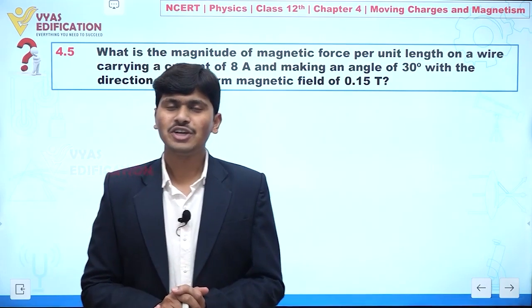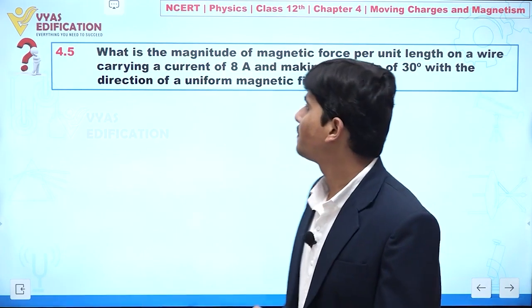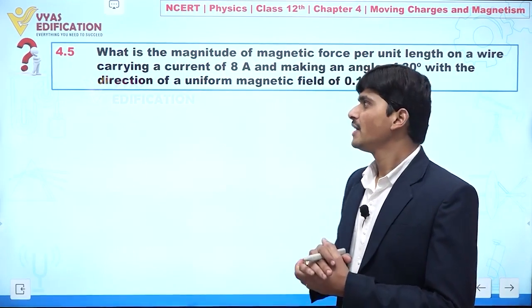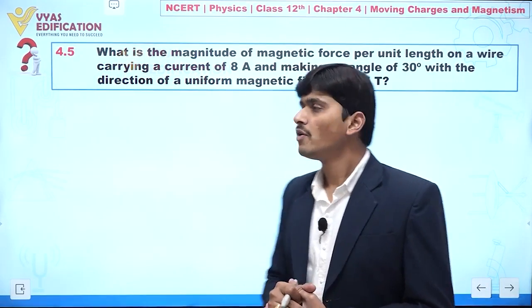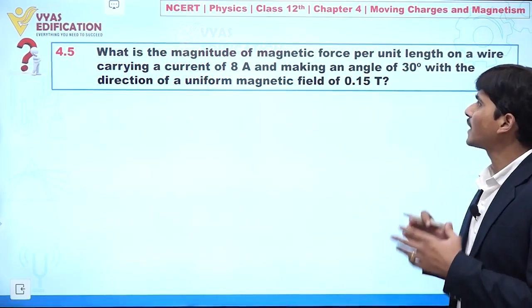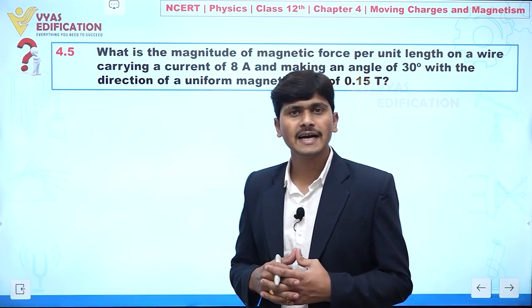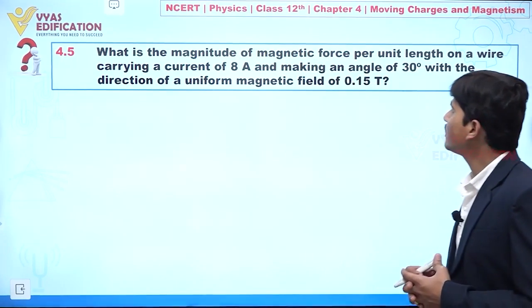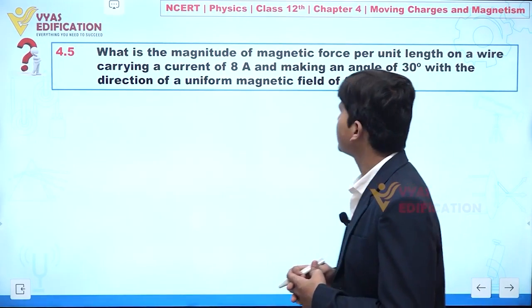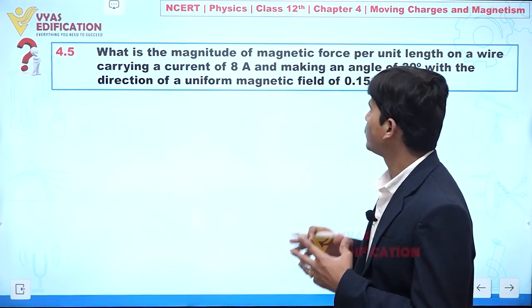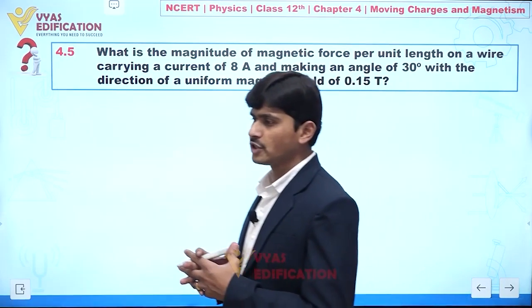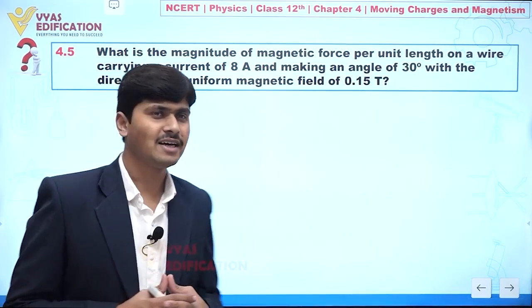Now students, we are going to solve question number 4.5. In this question it is given: what is the magnitude of the magnetic force per unit length on a wire carrying a current of 8 ampere and making an angle of 30 degrees with the direction of a uniform magnetic field of 0.15 Tesla? Clear?